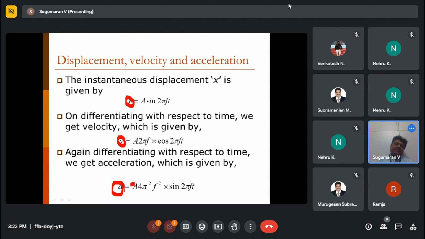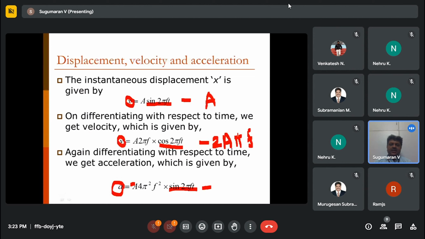So I have displacement, I have velocity, and I have acceleration. Now I want you to pay attention to the magnitude of these sinusoidal waves, whether it is sin theta or cos theta. Together I can just give a common name as sinusoidal wave. Forget about the sinusoidal part, concentrate on only magnitude. Here the magnitude is A, the amplitude.